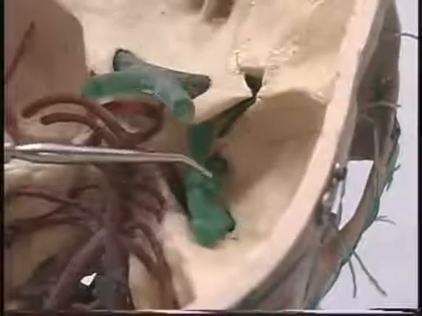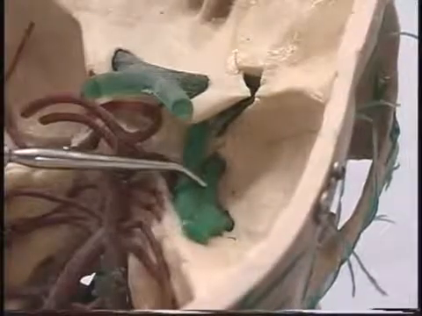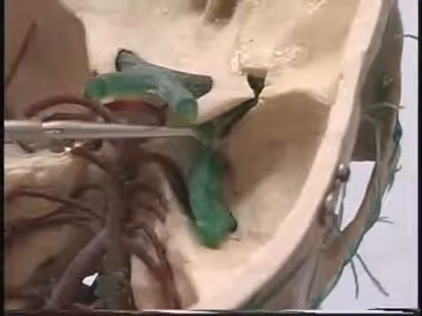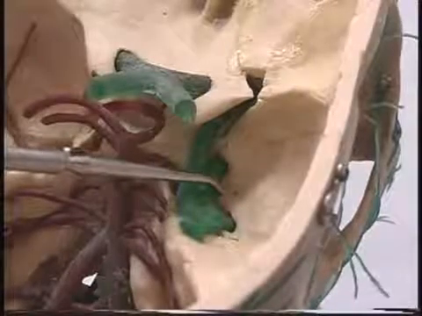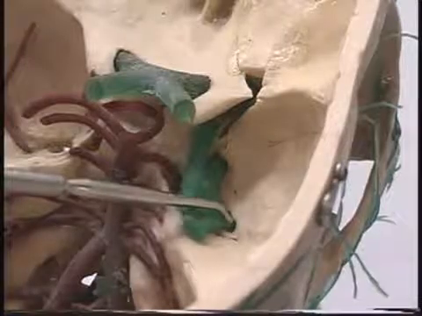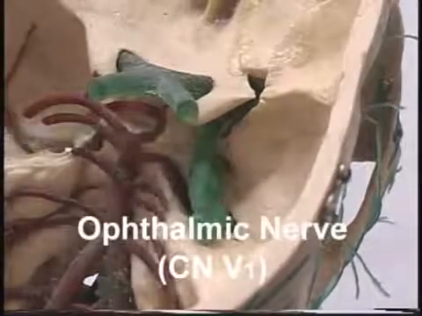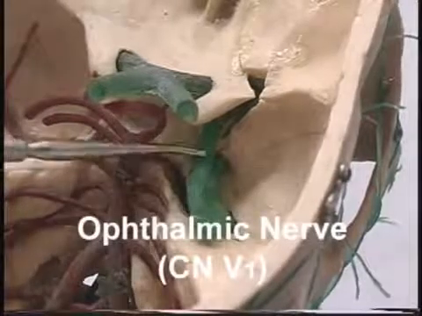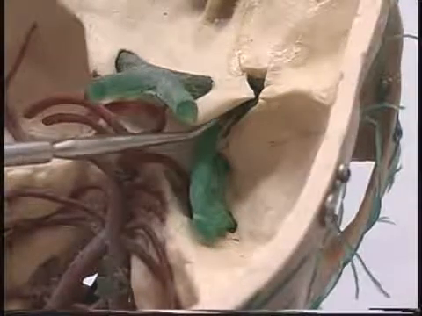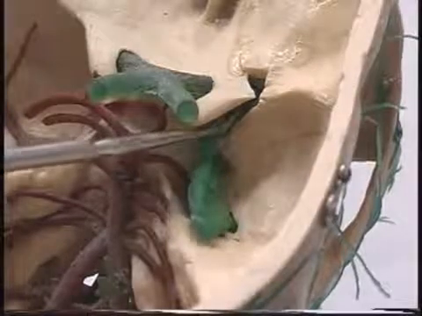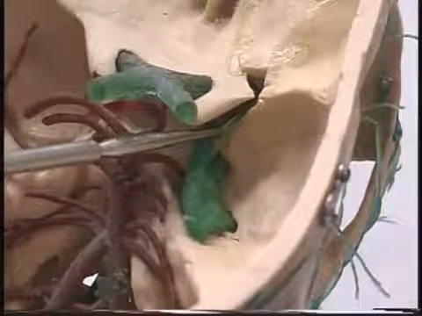The nerve anterior to it divides into three branches. The first branch is the ophthalmic nerve. The second branch is the maxillary nerve. And the third branch is the mandibular nerve. Let's take the course of the ophthalmic nerve. The ophthalmic nerve, the first branch, leaves the skull and enters the orbit through this long fissure, which is known as the superior orbital fissure.